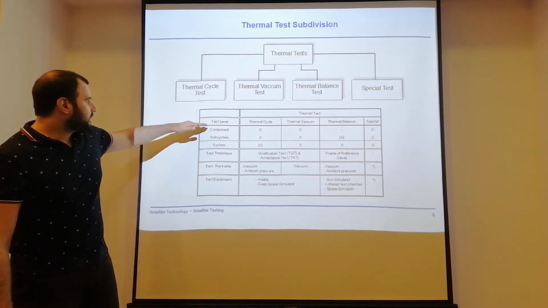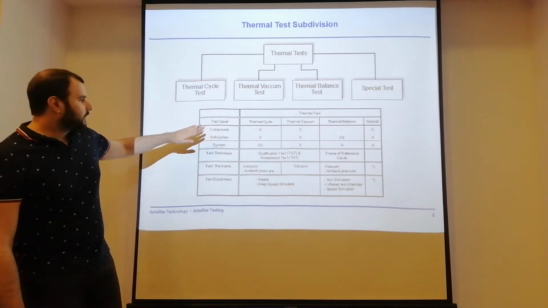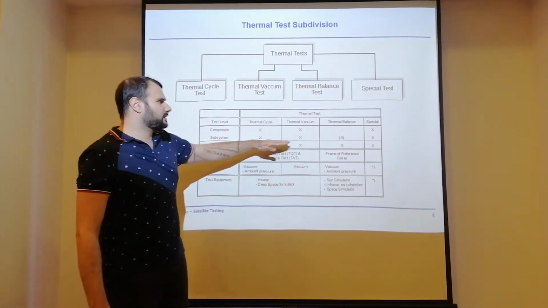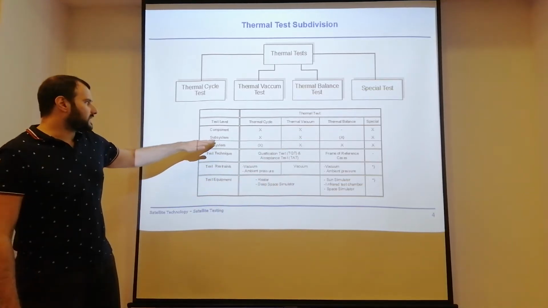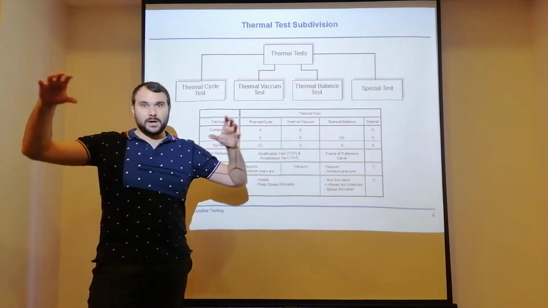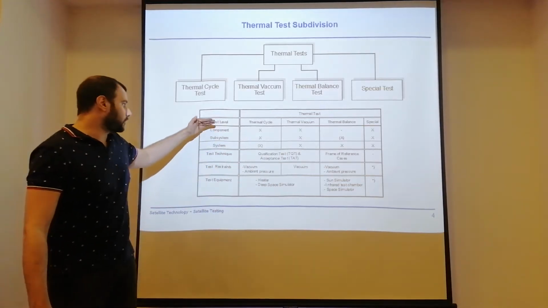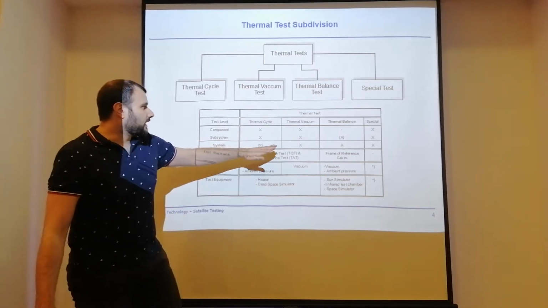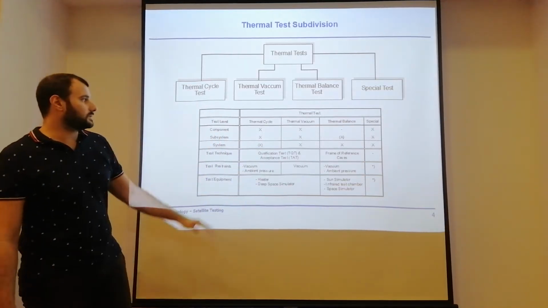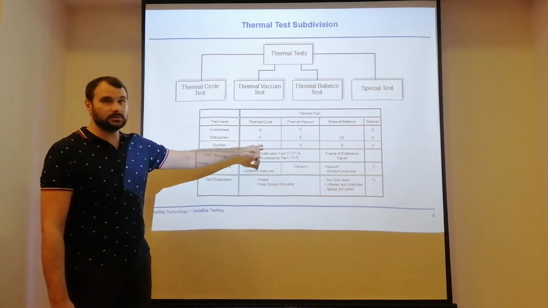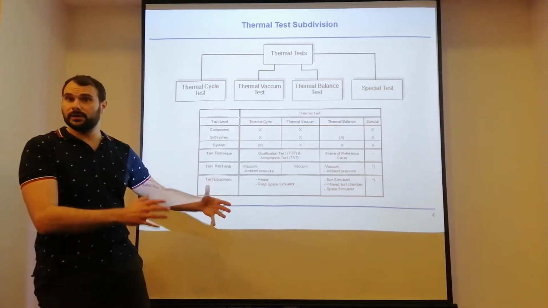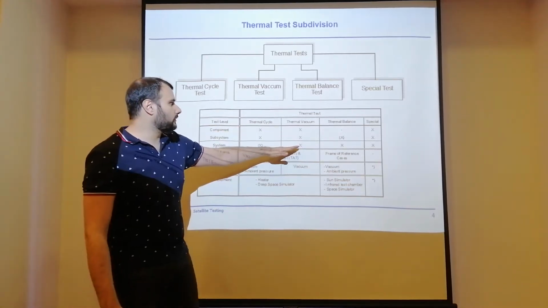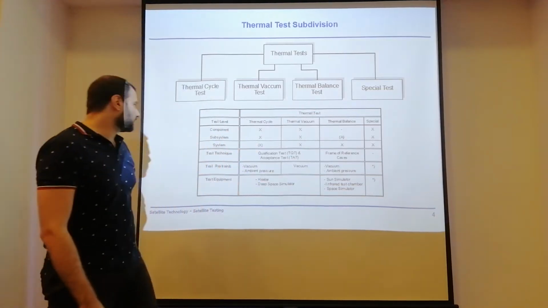On component and subsystem level, you would usually have thermal cycle and thermal vacuum tests. Rather seldom you would have a thermal balance test, maybe on subsystem level, but usually a thermal balance is among the units, so between the units, not within one component unit. But for the system, the satellite itself, you would usually only have thermal vacuum and thermal balance. After you cycle all the components, you don't have to cycle the whole satellite again because you have already shown that all the different components and subsystems survive the thermal cycles. So you only go for thermal vacuum, thermal balance, and special tests.